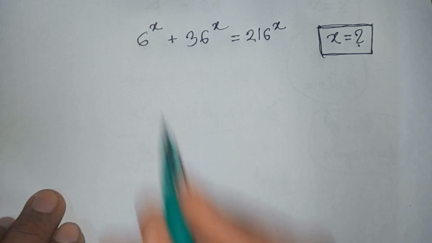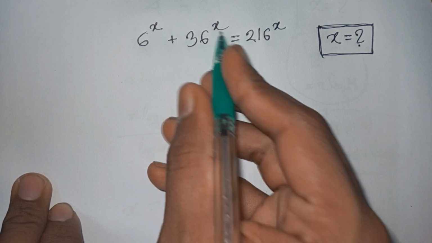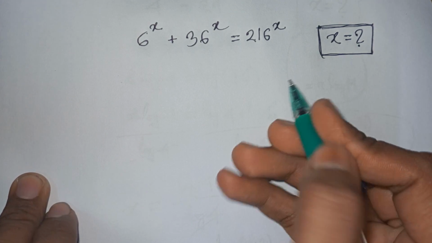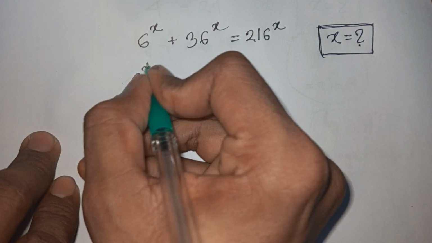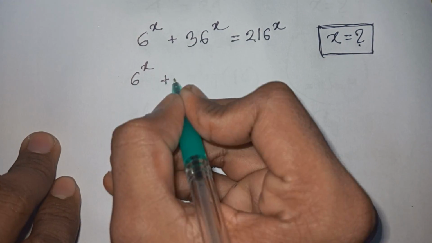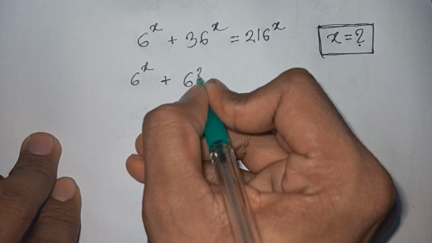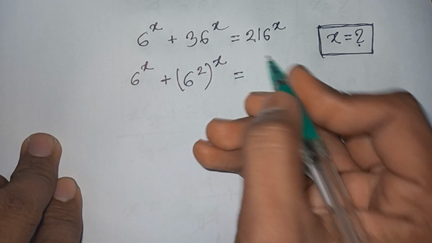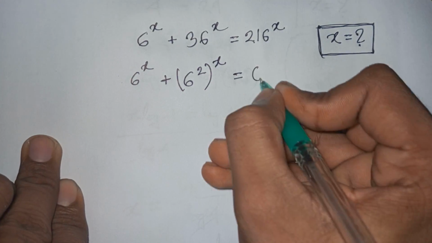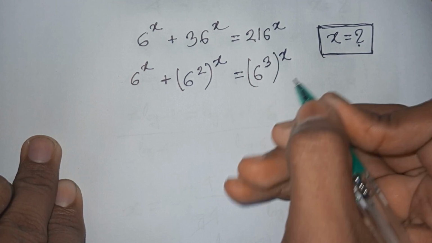Can you solve this nice exponential equation: 6^x + 36^x = 216^x? Find the value of x. So we have 6^x + 36^x, where 36 is the same as 6^2, so (6^2)^x, is equal to 216^x, which is the same as (6^3)^x.